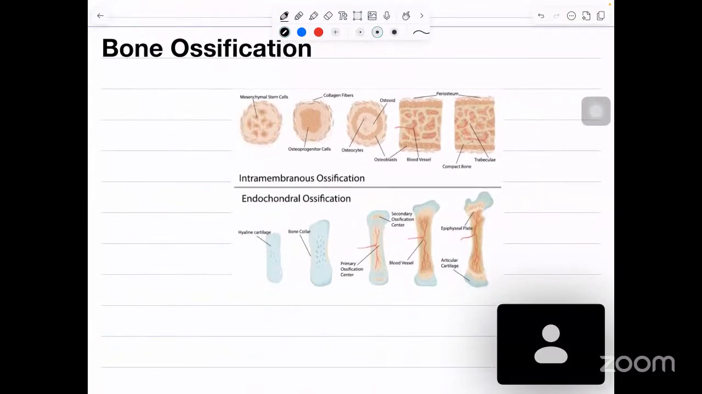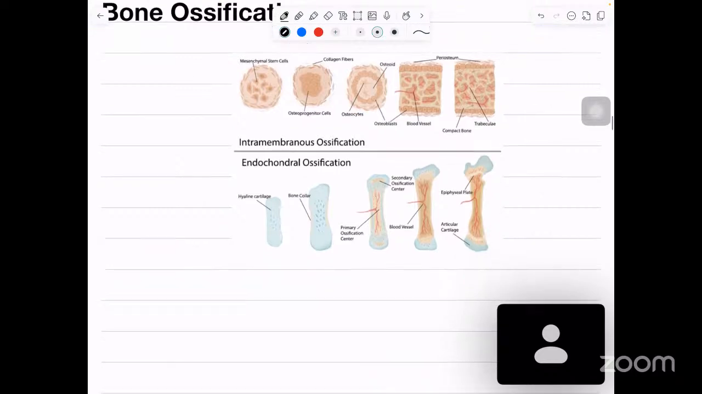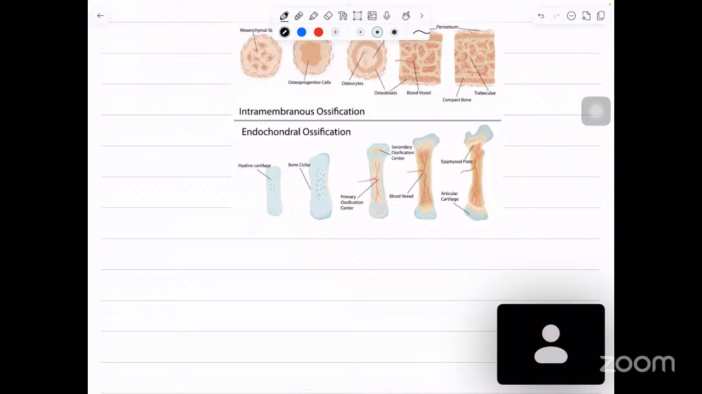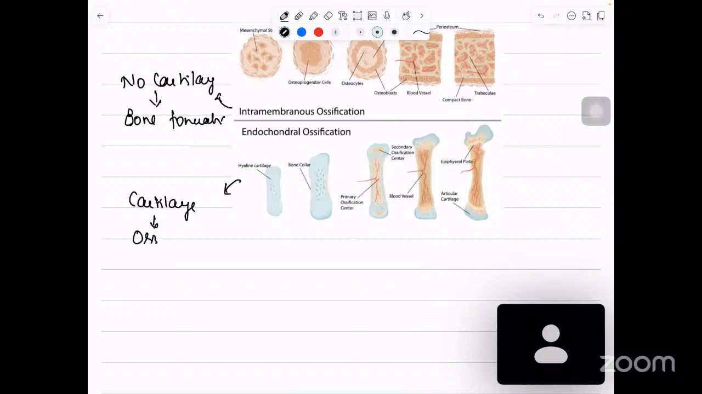Bone ossification. You would have studied bone ossification in first year. What is intramembranous ossification? What is endochondral ossification? As far as orthopedics is concerned, there are only two things. In intramembranous ossification, there is no cartilage formation; it is straight-up bone formation. Whereas in endochondral ossification, there will be cartilage, which then ossifies and becomes bone.